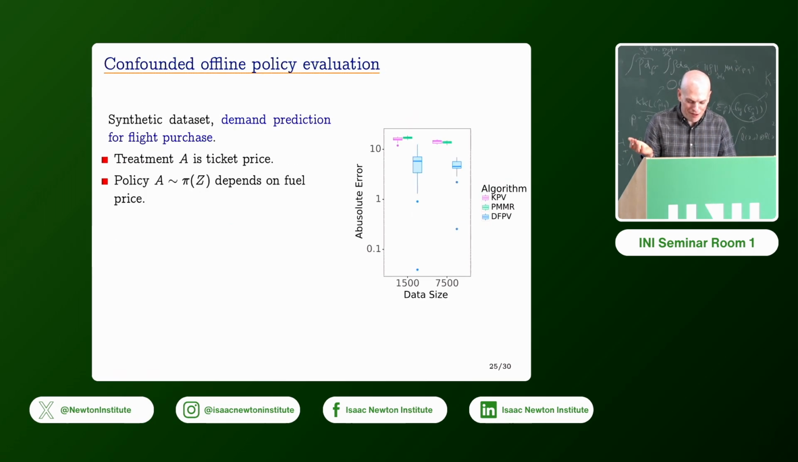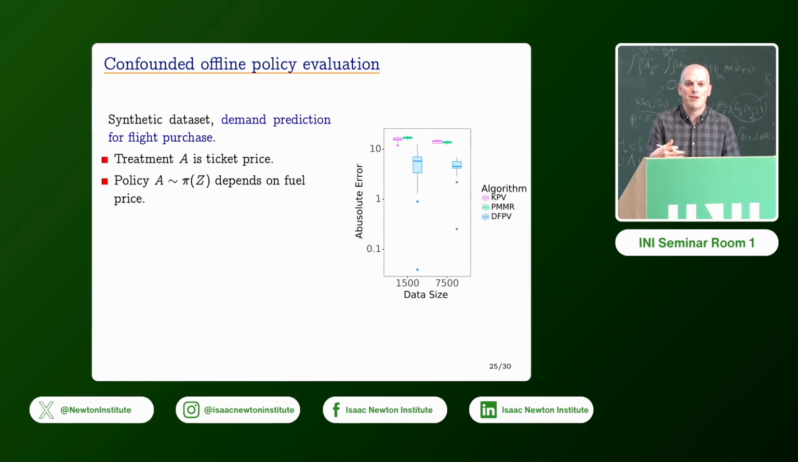We also have an example for policy evaluation. In this case, this is a synthetic demand data set. Basically, it's a synthetic data set to predict the effect on demand for airline tickets of adjusting the price. A is the ticket price. And we've set it up so that Z is the price of fuel. It's a noisy proxy for something, I forget what. And the policy depends on that.